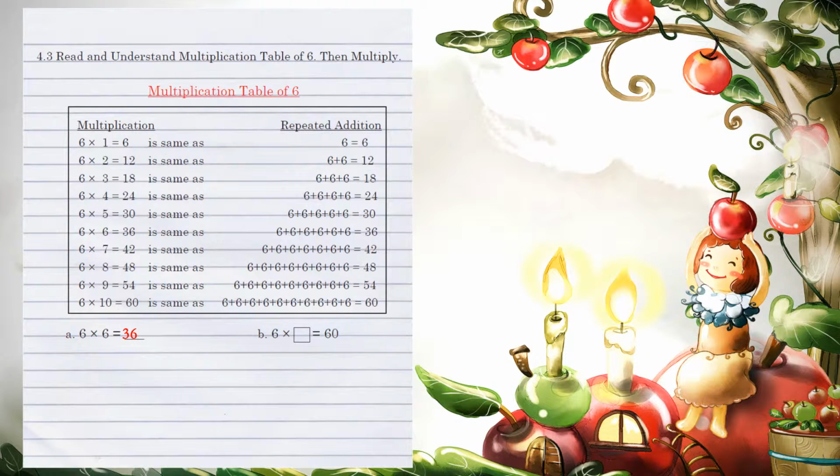Let's look at example B. 6 times what number equals 60? So how many times would I have to add the 6's together before I reach 60? Well, you can use your pattern to help you, or you can just add them up until you reach 60 to figure out that you would need 10 groups of 6's.